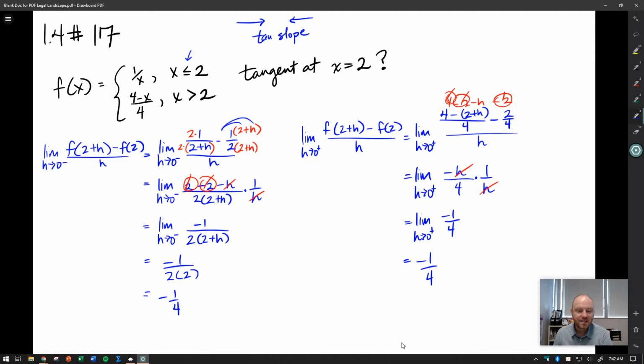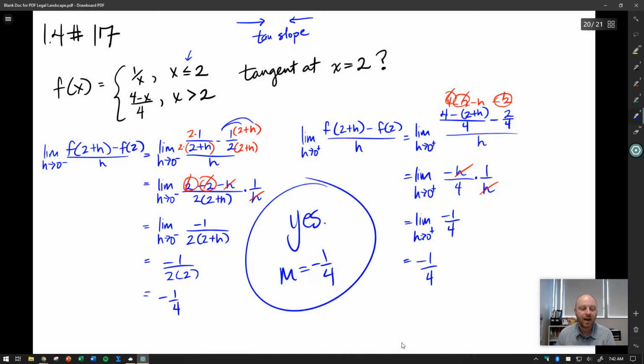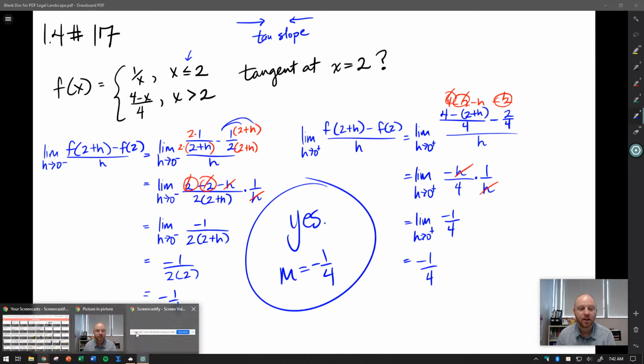Let's take a look. Our left-sided tangent slope and our right-sided tangent slope both match, and so that means we do have a tangent line at x equals 2. So we'll say yes for our answer. And what is that tangent slope? That tangent slope is negative 1/4. So hopefully that helped with this section of problems.